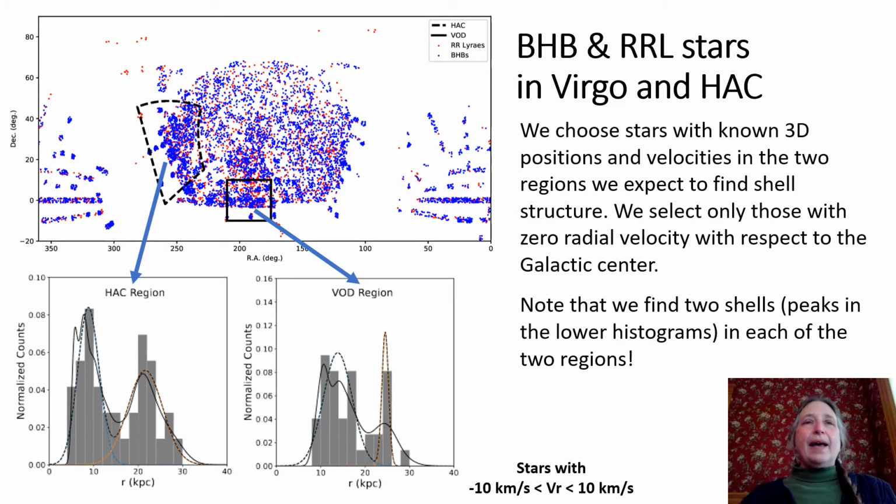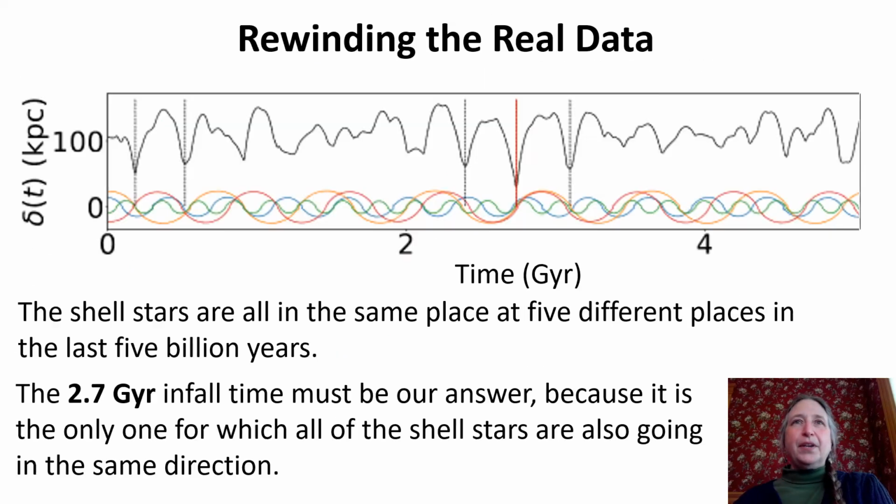So let's go back and pull out the stars that are on the Virgo overdensity and the Hercules Aquila cloud. So if we take just the stars we know their positions and velocities very accurately, and then we take only the stars that are on the shell, so they're not moving with respect to the galactic center, and plot the number as a function of distance, we find there's 1, 2 shells in the Hercules Aquila cloud and 1, 2 shells in the Virgo overdensity. So it must be a more recent merger than 5 billion years.